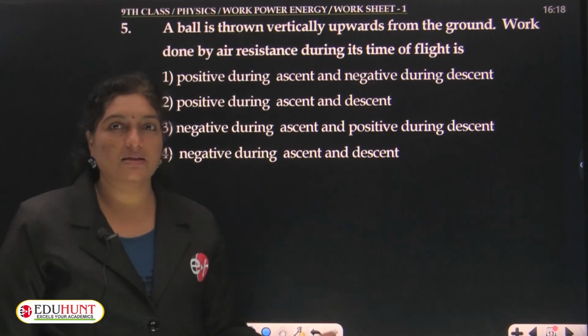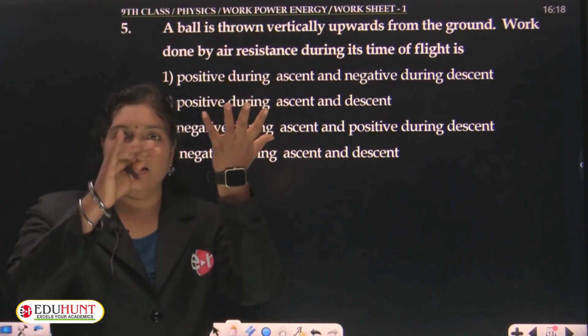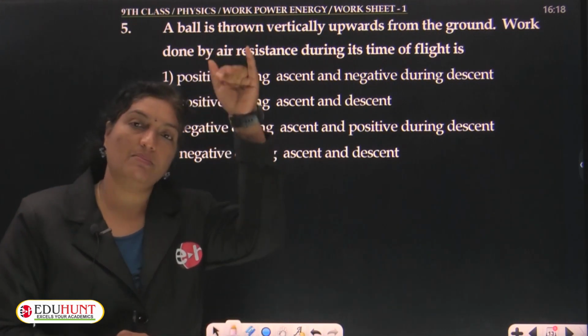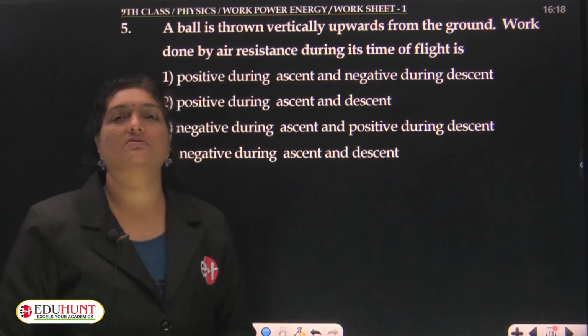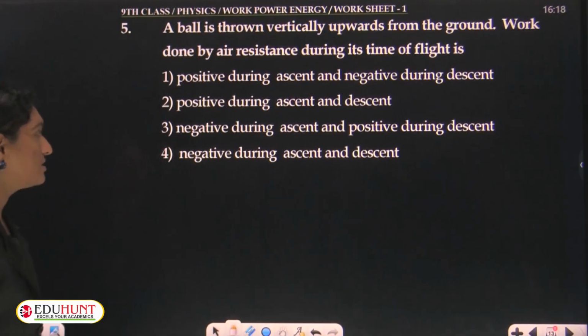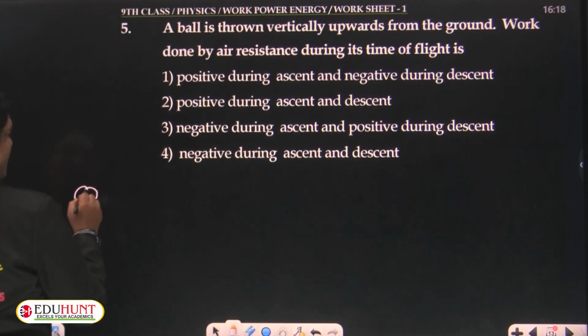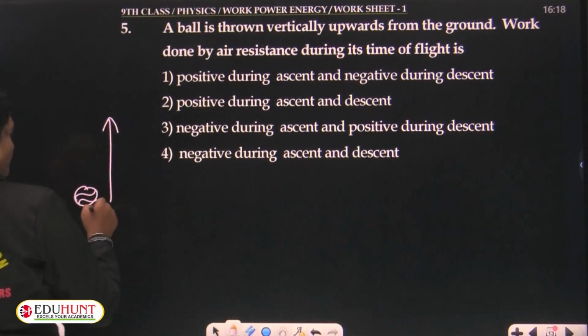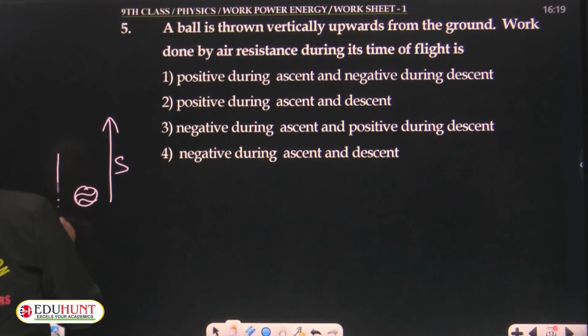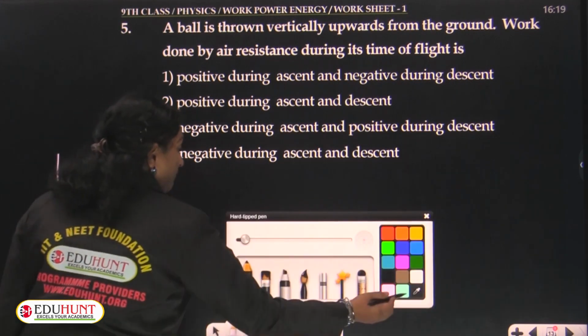So, opposition means if the body is moving upwards, the air resistance will be acting downwards. The same if the body moves downwards, air resistance will be acting in the opposite direction. So, a ball is thrown vertically upwards. This is the displacement of the body from the ground. Work done by the air resistance during this time of flight: the force due to air resistance will be in the opposite direction. Then what must be the correct answer? Is the work done positive or negative? No doubt it is negative work done.